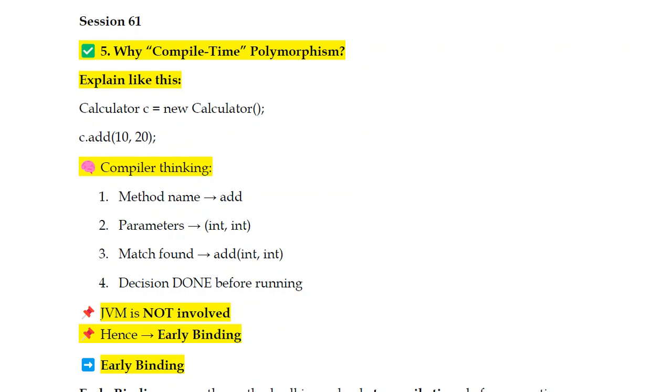So why are we calling it compile time polymorphism? Take this example. Calculator is the reference type. c is the object reference variable. new Calculator is the object. So in c.add(10, 20), the compiler thinks: the method name is add, the parameters are integers, match found, so that function will be invoked. The decision is done before running itself. It will check whether, in the name of add, the two parameters of that data type are present or not. This is what it will check.